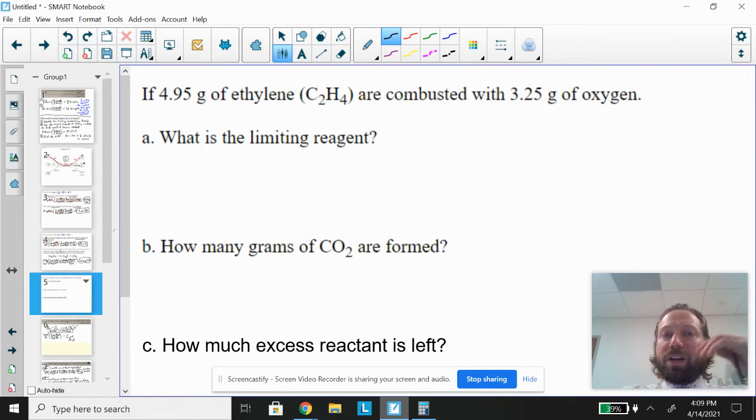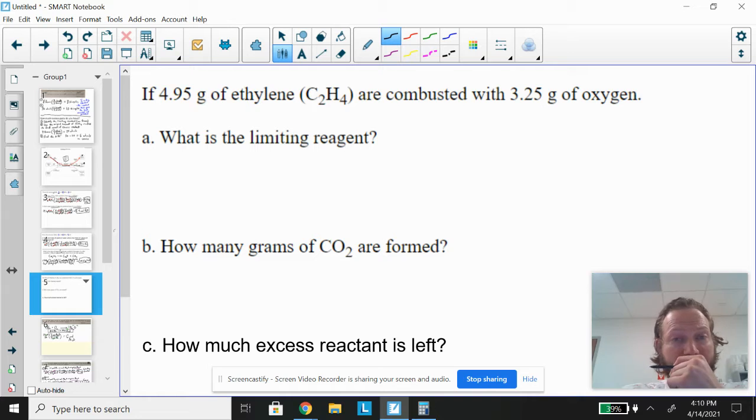In this video we're going to talk about limiting reactants, or limiting reagents as they're also called, and also how to calculate the excess reactant, what's left over. So this is an example here. If you have 4.95 grams of ethylene being combusted with 3.25 grams of oxygen, what's the limiting reactant or reagent?